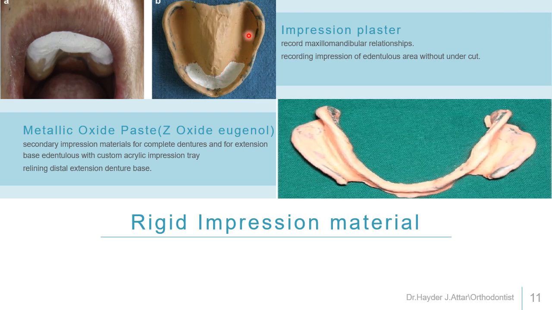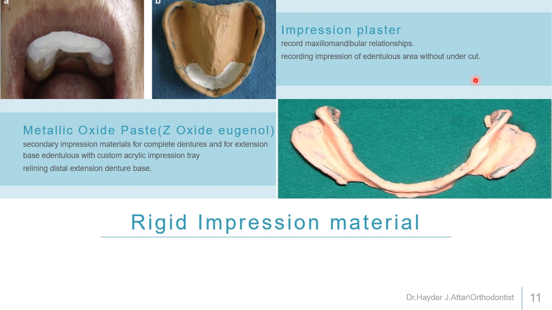In this case, the impression plaster should be used in cases of primary impression, in a mucostatic or anatomical impression, where there is no bony undercut. So it is mostly used to record the maxillofacial relationship and to record impressions of edentulous areas without any bony undercut.